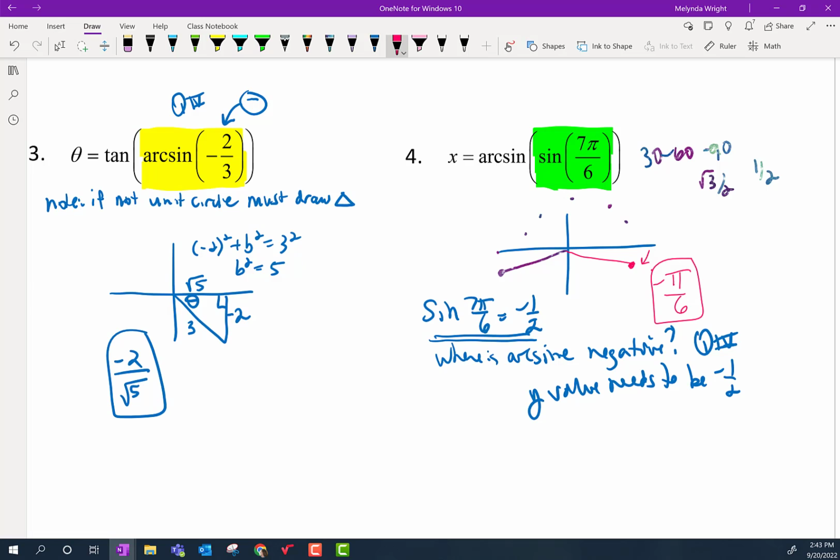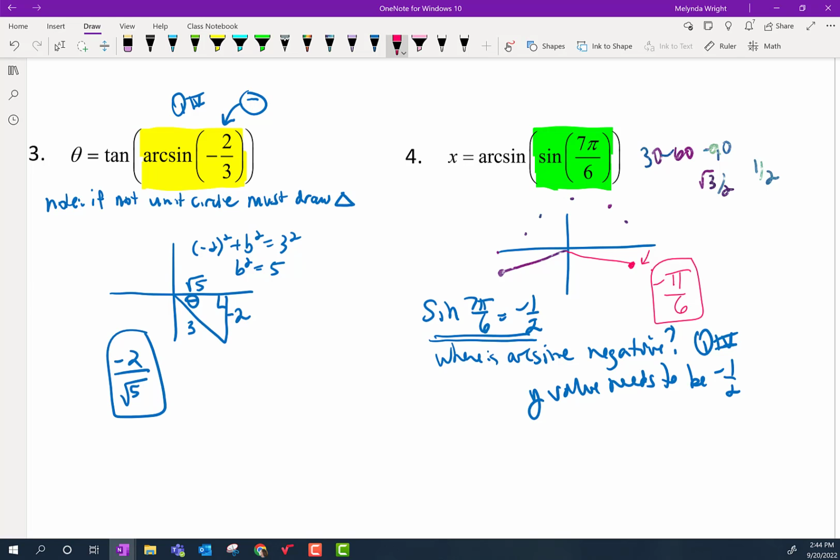So if we simply did arcsine of sine and canceled it out and got an answer of 7 pi over 6, that would have been incorrect. Why would that be wrong if we did arcsine of sine and got our answer of 7 pi over 6 and just canceled those things out? Because 7 pi over 6 is in the third quadrant. It's not allowed to be there. Okay? Questions?